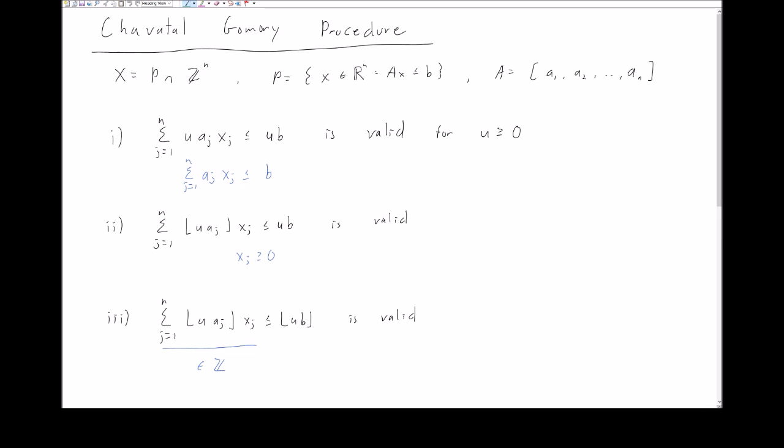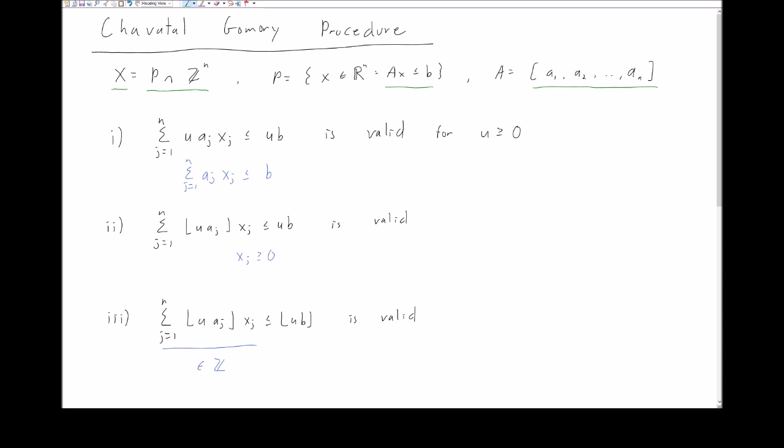In this case, we have a feasible region, X, that's the intersection of some polyhedron with the integer lattice. Our polyhedron is defined by the set of inequalities Ax ≤ b. And we write our matrix A as a set of column vectors, A1 through AN. Now that we have this notation at hand, we can go through a three-step process that in some way automatically generates a valid inequality for our feasible region X.